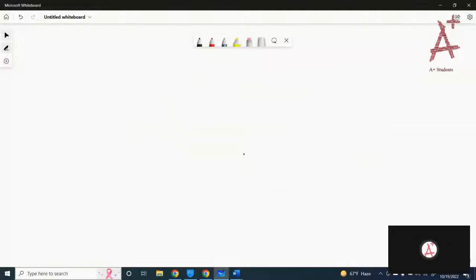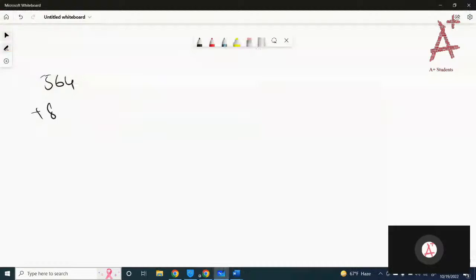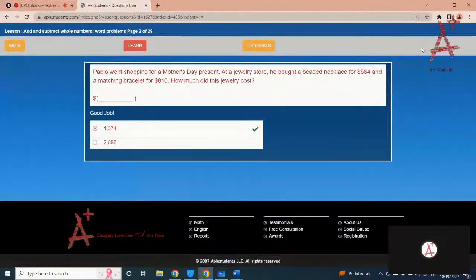So you need to add 564 and 810. So you have to add them. So start adding from the ones digit. 4 plus 0 is 4, 6 plus 1 is 7, and 8 plus 5 is 13. So it would be 1374. Got it? So the correct option is 1374. So just select the correct option and click on the OK button.